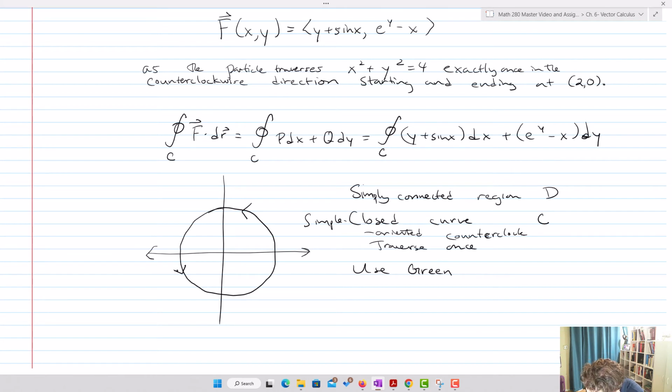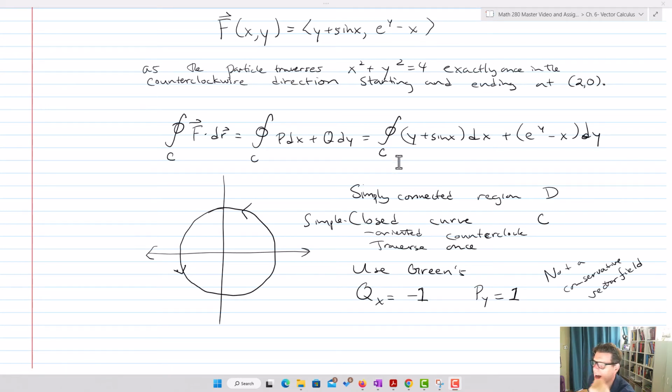So we look here. And the first thing I want to notice is, okay, well, is this conservative? Let's go in and find Q sub x. Q sub x is equal to -1. P sub y is going to equal 1. So we got Q sub x equals -1, P sub y equals 1, and consequently the two of them are not equal. This is not a conservative vector field.